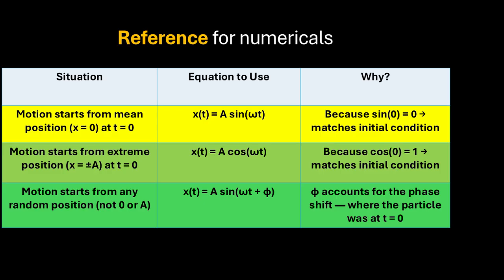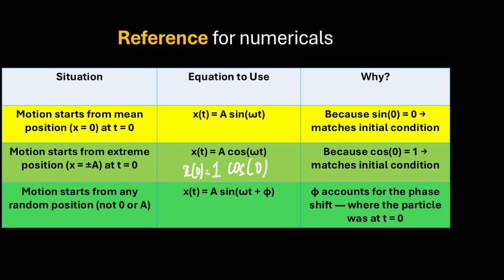If the motion starts from an extreme point, either plus A or minus A at t = 0, x(t) will be A cos(ωt). Why? Because cos 0 is 1. So if we substitute t = 0 here, this becomes cos of 0. What is cos of 0? Equal to 1. And therefore, x at time t = 0 is equal to A.